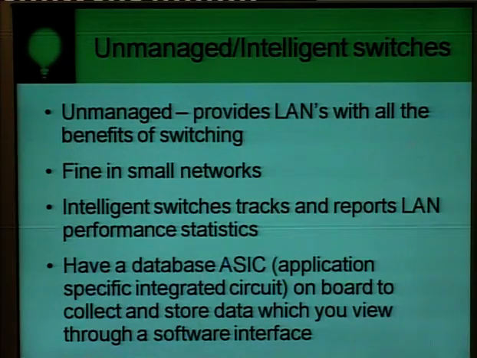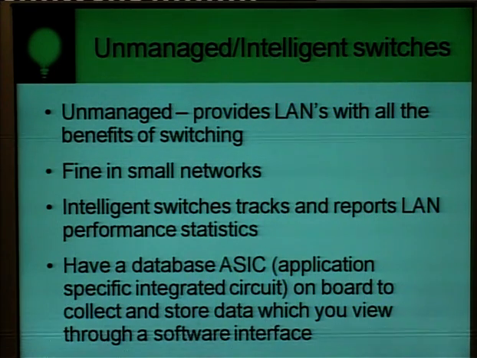Then come the unmanaged or intelligent switches. Unmanaged means providing the LAN with all the benefits of switching, and it is fine in small networks only. Intelligent switches track and report LAN performance statistics, meaning keeping track or a log of the data: who is sending the data, who is receiving the data, who is accessing which part of the data, etc. And they have a database ASIC, application specific integrated circuit, on a board to collect and store data which you view through a software interface.